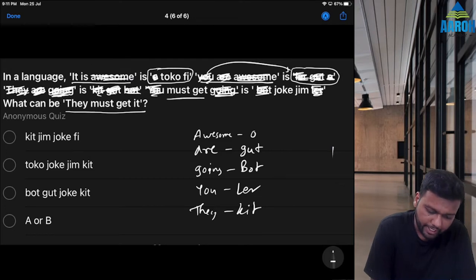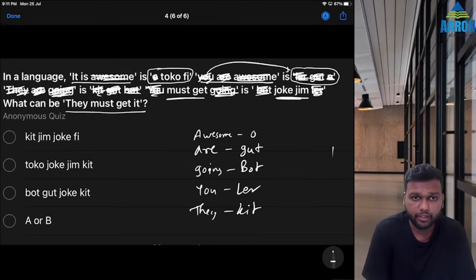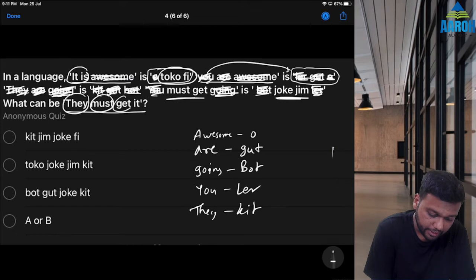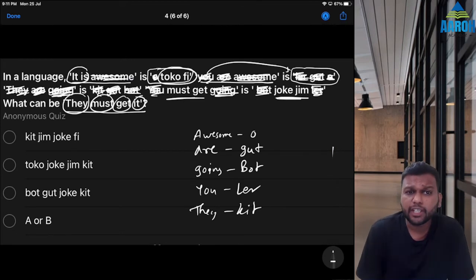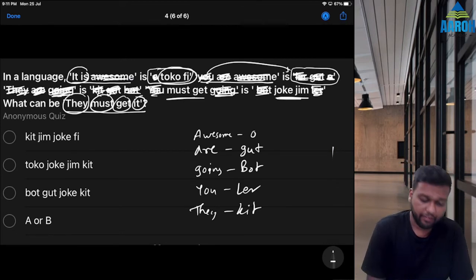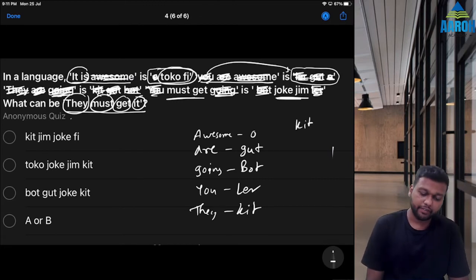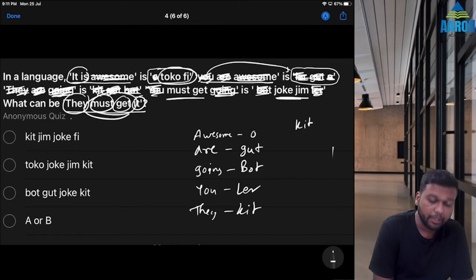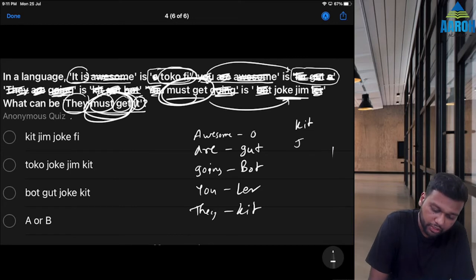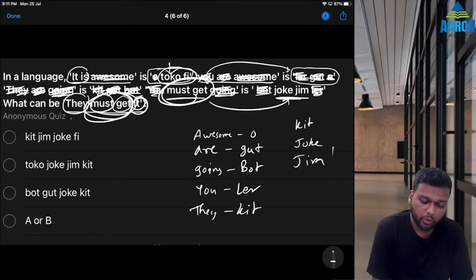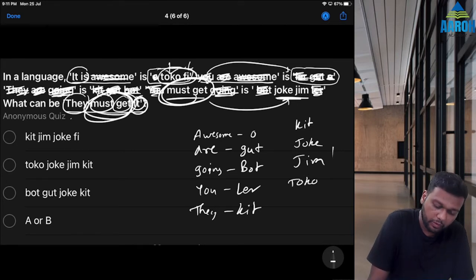Now must and get are remaining, which must be joke or Jim. And it and is remaining, which must be toko and fi. Right. Fine. We want they must get it. How many words out of these do we have already? They we have. That means kit has to be there. Must we don't have, but must get we have. Must get is what? Joke and Jim. That means joke has to be there. Jim has to be there. And for it can be either toko or fi.